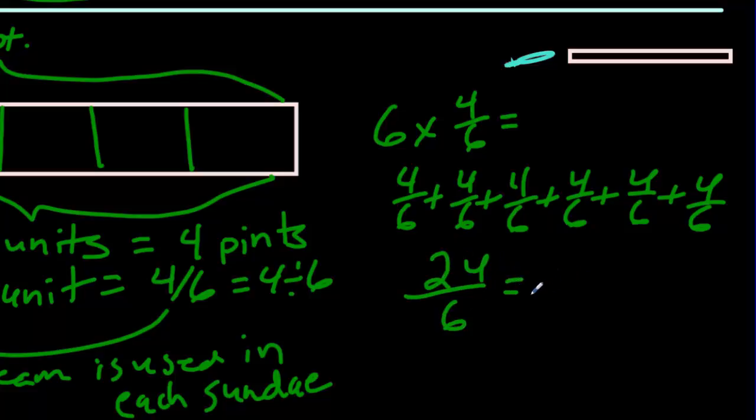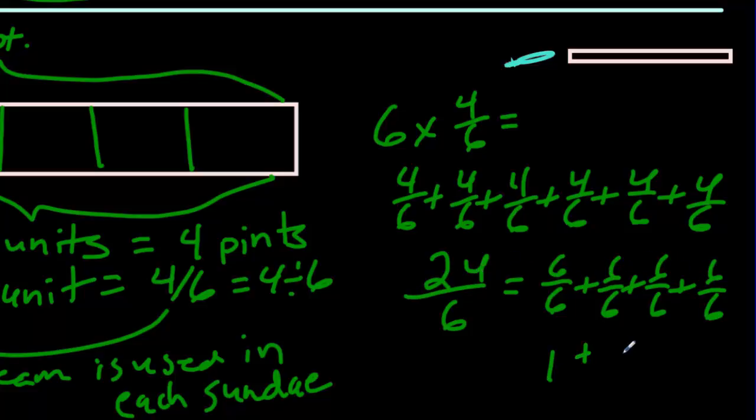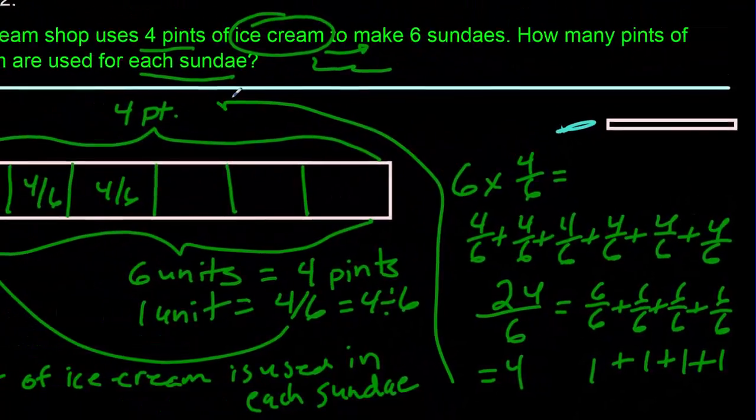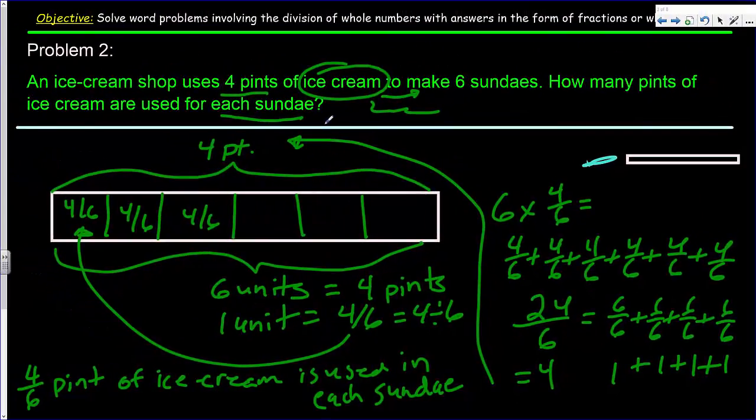Again, we can think of that as the same thing: 6 over 6 plus 6 over 6 plus 6 over 6 plus 6 over 6. We have 24, so we have 4 of them. 6, 6, 6, and 6. 4 times 6 is 24. And that happens to be 1 whole for each one of those, giving us 4. Again, it brings us all the way back to our initial dividend, our whole part.